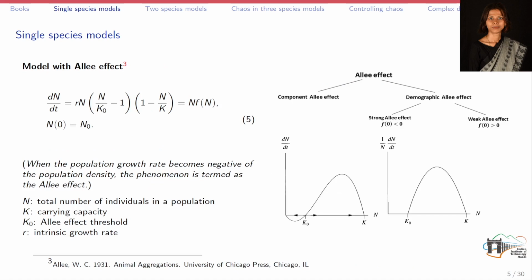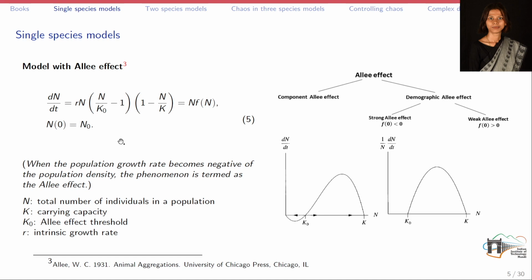Then later there are some modifications done. Several research happened in a single species model. One of the factors that was included in the single species model was Allee effect. So here I present a single species model with Allee effect.